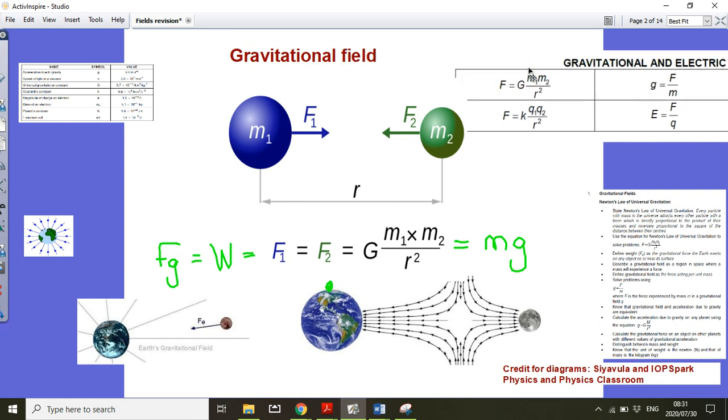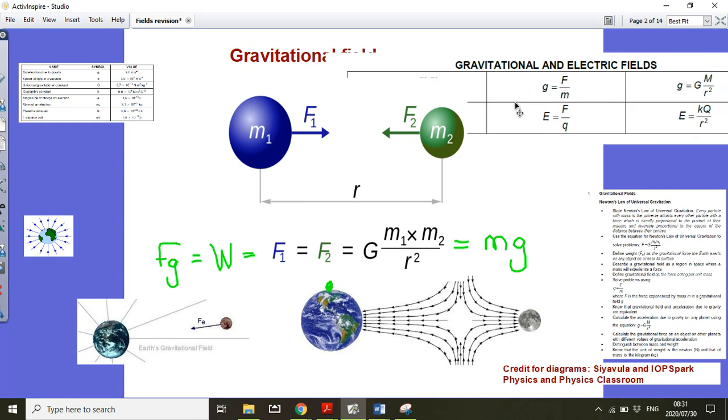First column, forces. Second column, fields. So this is gravitational field, and if you look at the equation, it tells you that it's the force per unit mass. So you'll see in the definition, it's the force acting per unit mass. And there you have your definition as well. But now what is this force? Because we're talking about a gravitational force.